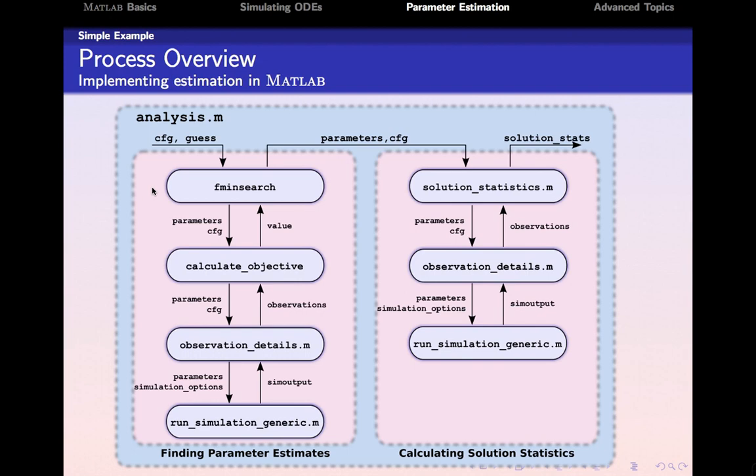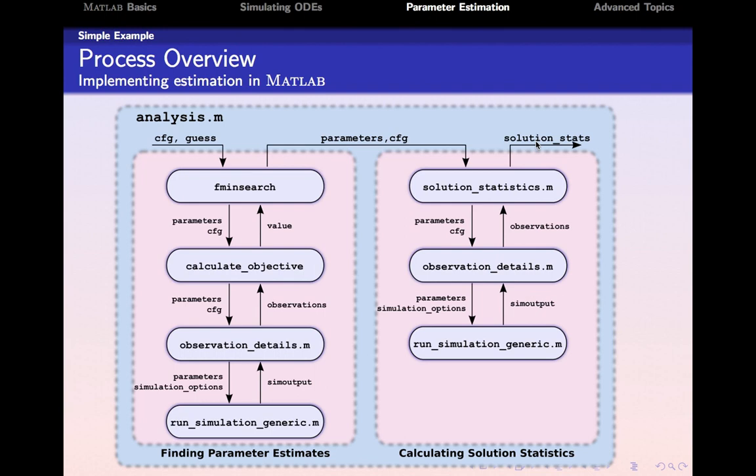After the parameter estimates have been found, fmin search is going to return those parameters, and the parameters and the CFG variable that you've created will then be sent into a function called solution statistics. Okay? And this is a function that I've created that will generate solution statistics based on your observation details file that you're going to have to create as a user. It's going to create those solution statistics, and then it's going to return this data structure called solution underscore stats.